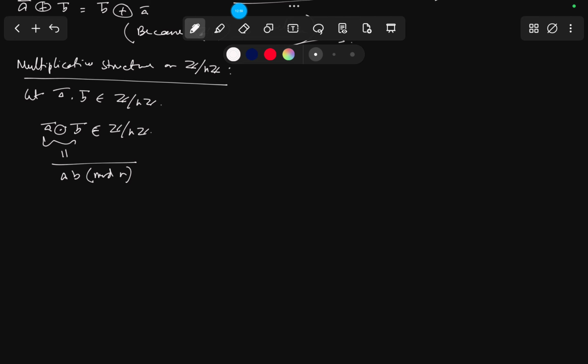So this is how we define the multiplication of two elements in Z mod nZ. Now what are the properties? So first of all, associativity.